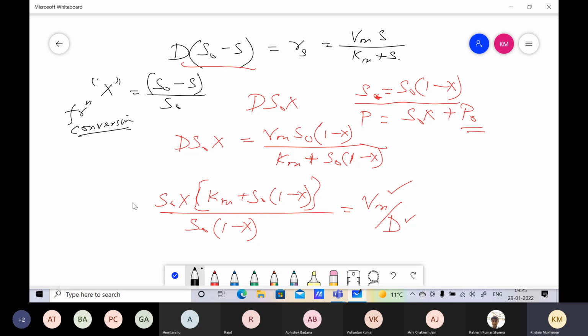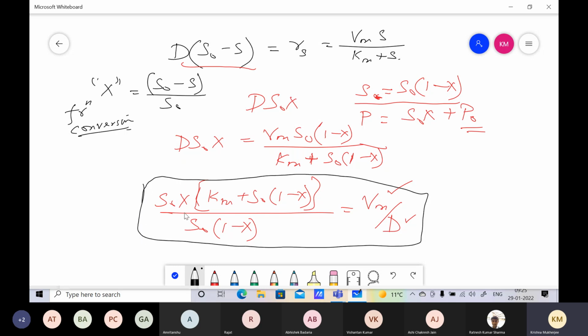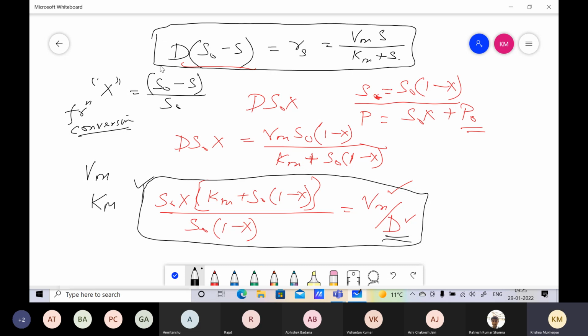This is what we call the operational equation of a CSTR with reaction. You remember that all operational equations are written in terms of fractional conversions, operating variables and the constants. So S naught and X are in the operational equation, and Vmax and Km are the reaction parameters. When you want to find Vmax and Km, it is far easier to use the other equation itself. This is an easier equation to handle. This is an operational equation. I will now rub this out.